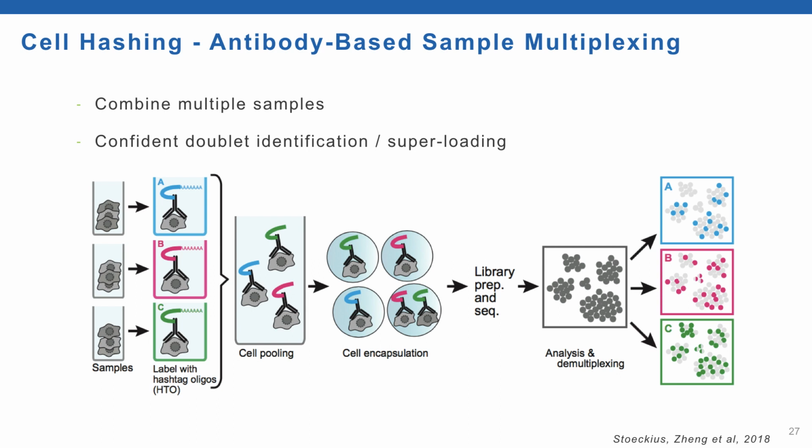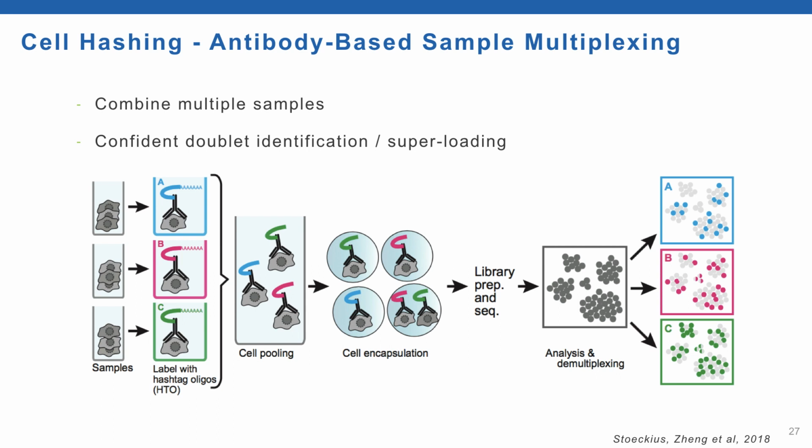And this is just a rundown of how hashing actually works. If you imagine taking three different samples here, you label with hashtag A, B, and C, pool the cells together, and then encapsulate them into different droplets. If they look something like this, you library prep, sequence, analyze and demultiplex, and then you get something like this, where you see what the dominant hashtag in each cell is, and then you can basically demultiplex the cells based on that.